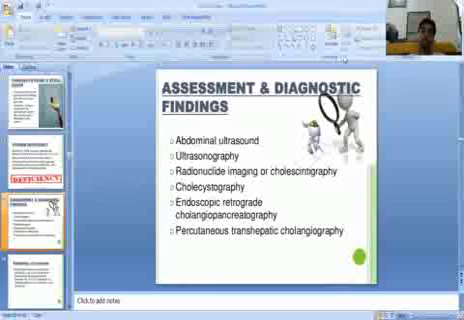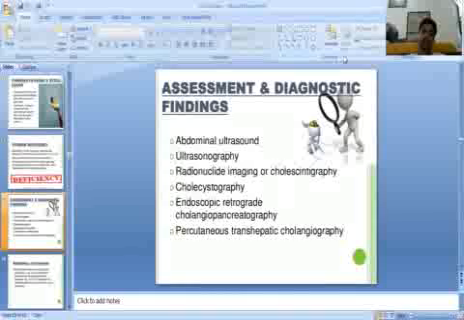Assessment and diagnostic findings: abdominal ultrasound, ultrasonography, radionuclide imaging or cholecystography, endoscopic retrograde cholangiopancreatography, this is called ERCP. Next, percutaneous transhepatic cholangiography, this is called PTC.